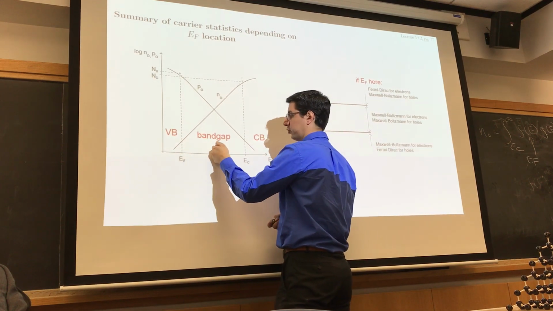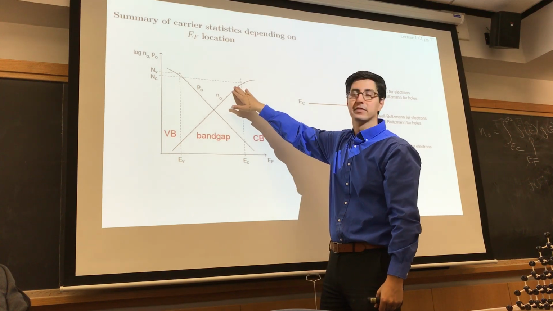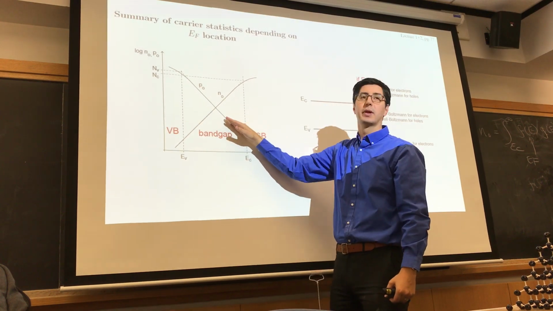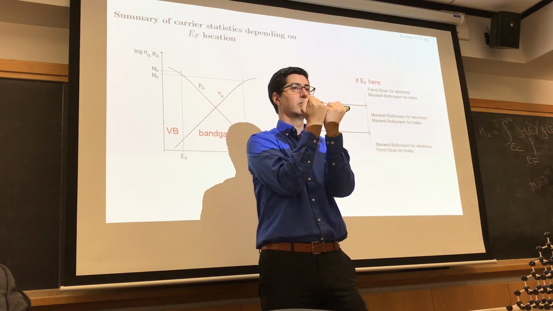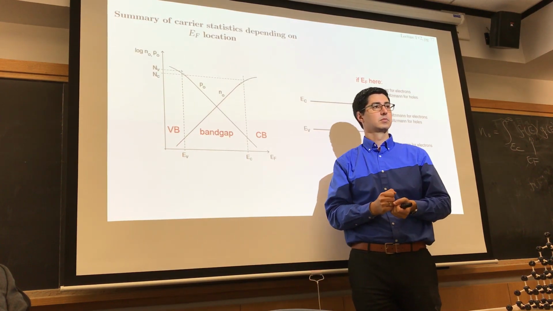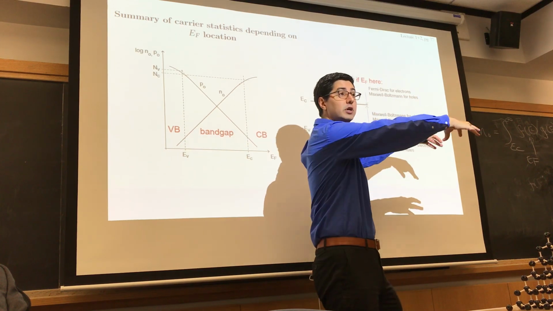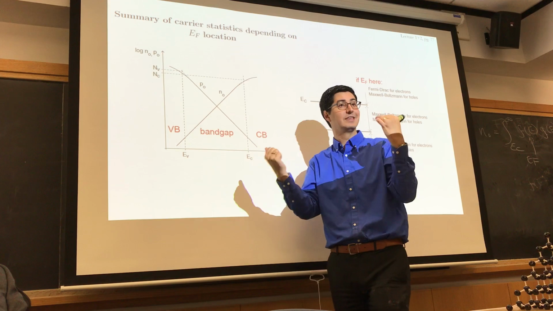Let me start here. As I move EF towards my conduction band, I'm exponentially increasing my number of electrons, and I'm exponentially decreasing my number of holes. The np product is going to equal a constant. That's going to equal ni squared. I gave you a physical interpretation of it last class. Now I'm giving you the equation form.